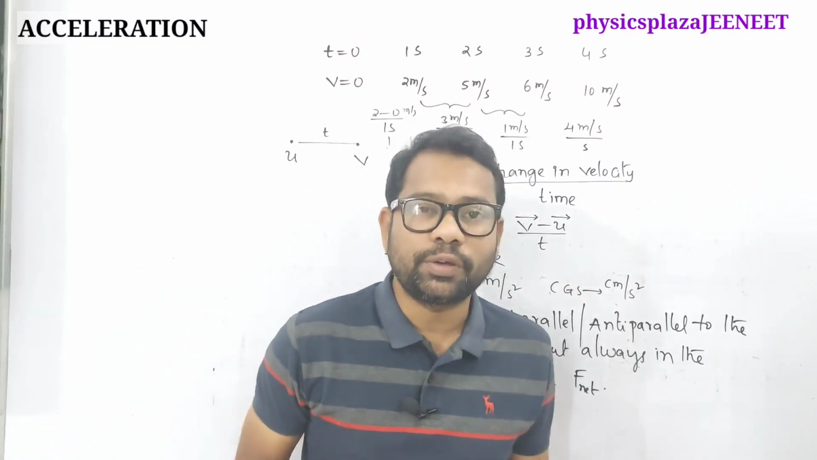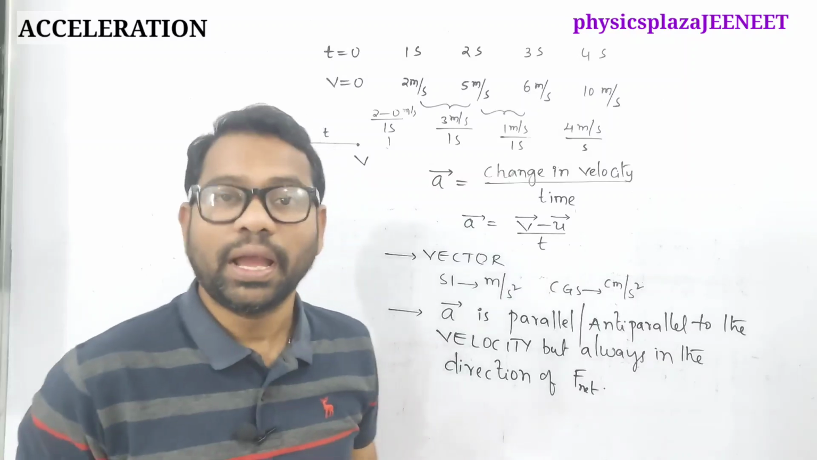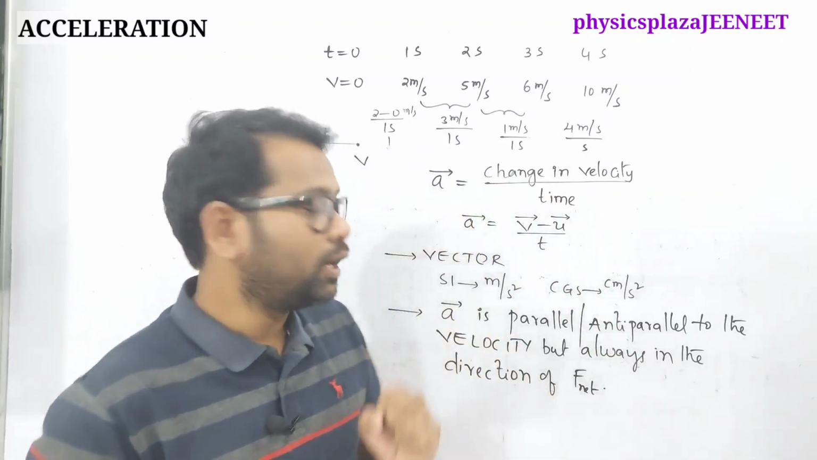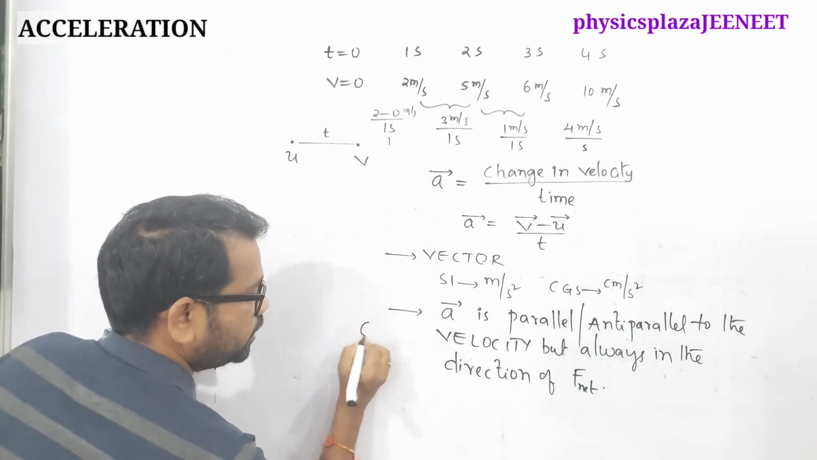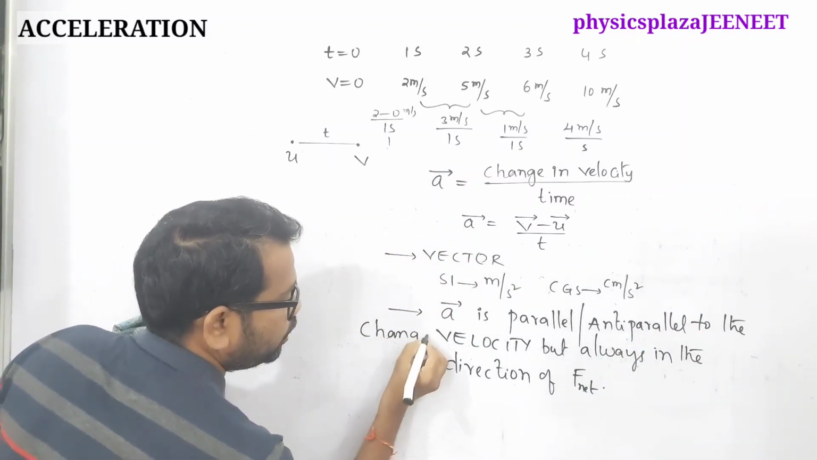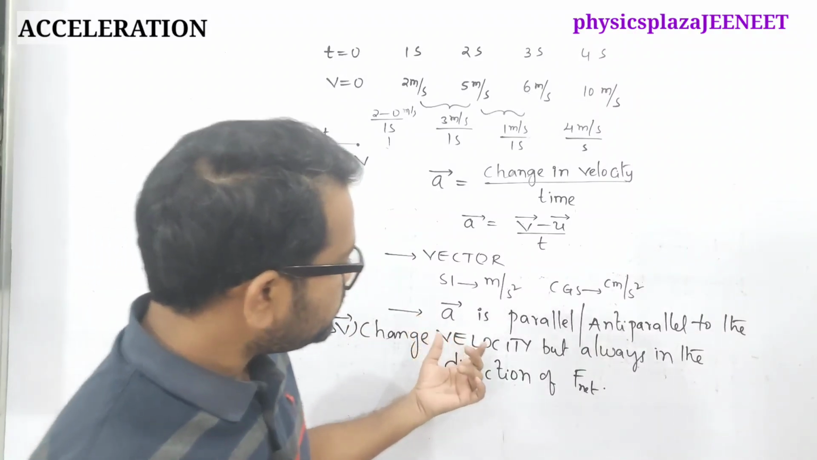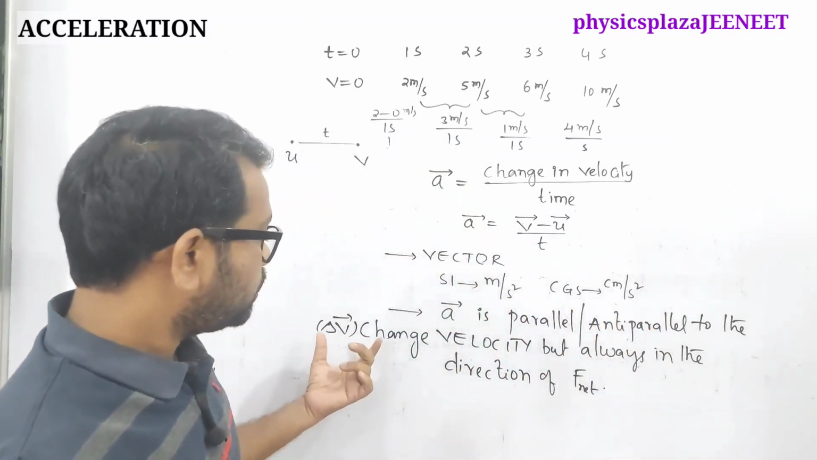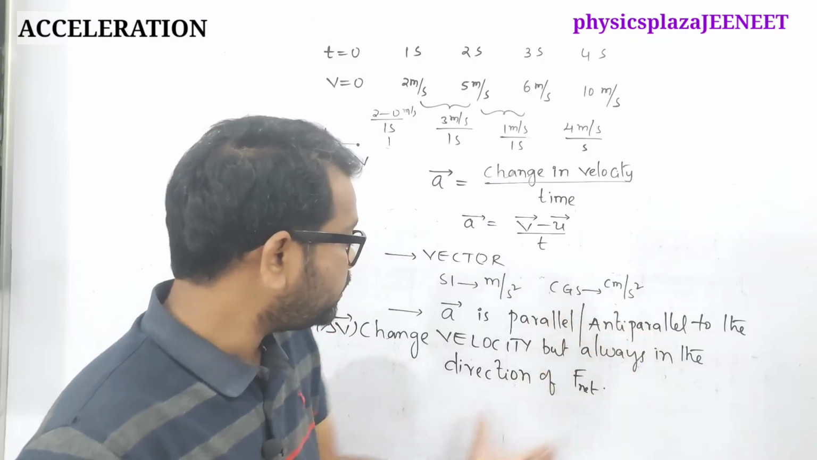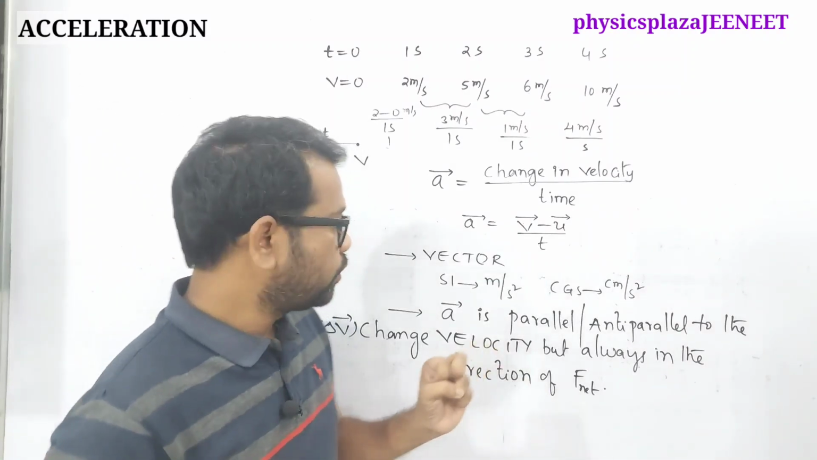This is a very important point, children. Acceleration is always in the direction of the net force acting, and it is parallel or anti-parallel to the change in velocity. It is not velocity, it is the change in velocity, that is delta v. So acceleration is always parallel or anti-parallel to the change in velocity, and it is always in the direction of the net force applied. Is it clear? Okay, fine.